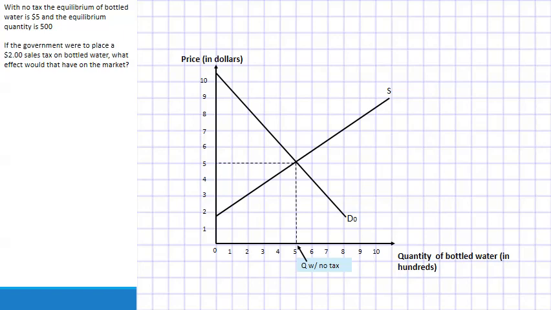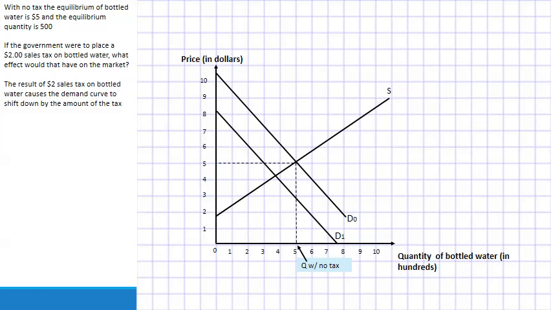Now the question we're going to ask here is, if the government were to place a $2 sales tax on the bottled water, what effect would that have on the market? So it's a sales tax. It's going to affect the demand curve, and it's going to cause the demand curve to fall by $2. In other words, if we just move straight down that dotted line from 5 to 3, then we're good to go, because that puts us at that $3 mark. So the result of a $2 sales tax on bottled water causes the demand curve to shift down by the amount of the tax, to right there, because that's the amount of the tax.